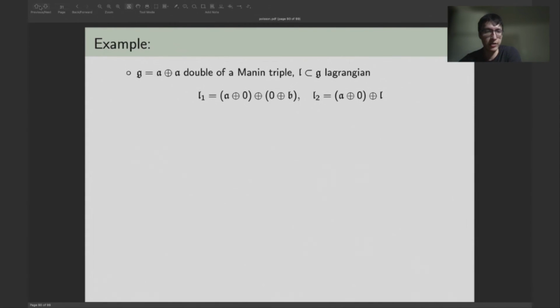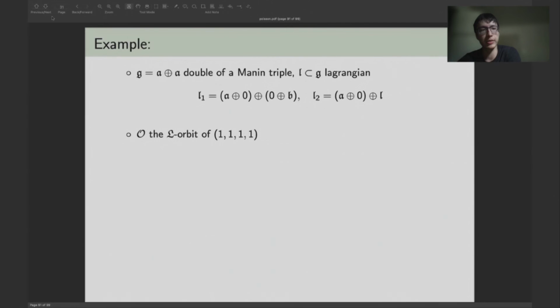Okay, so let's see this in an example. Suppose that this quadratic Lie algebra is the double of a Manin triple, and suppose that we take another Lagrangian subalgebra of this Manin triple. Then we can cook up this L1 and this L2. There's a typo: G is supposed to be A plus B. Sorry about that. So we can take this element inside G cross G cross the pair groupoid of G, and we can consider its orbit.